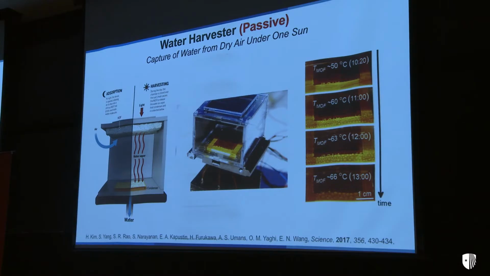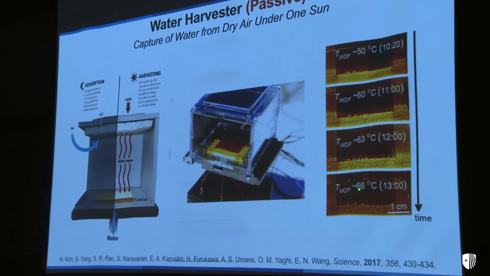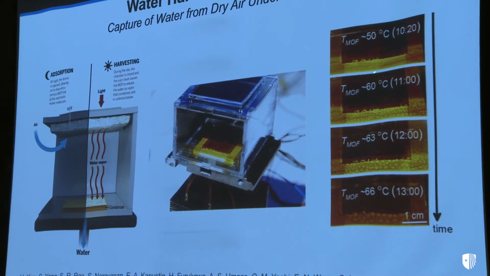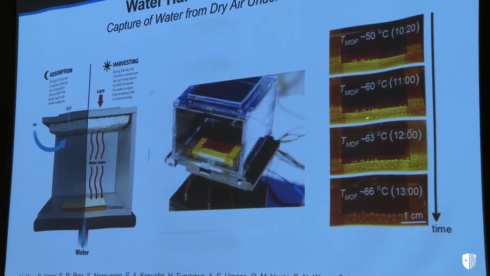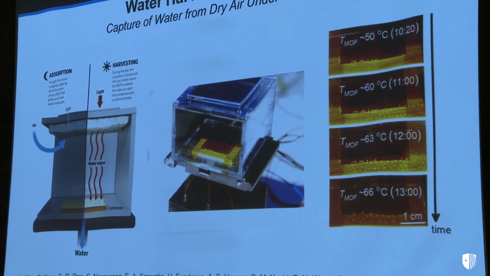On the inside of the lid you have the MOF, and at night it's exposed. During the day you close the jar and put it in the sunlight. The inside of the jar heats up. You can see here the inside of the device heats up, and as it heats up, the water comes out of the MOF into droplets, and you can see the droplets getting larger and larger as time and temperature increase.